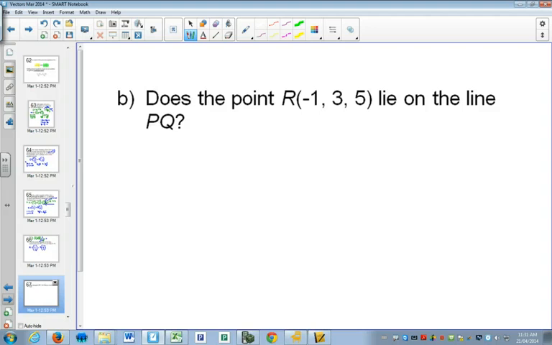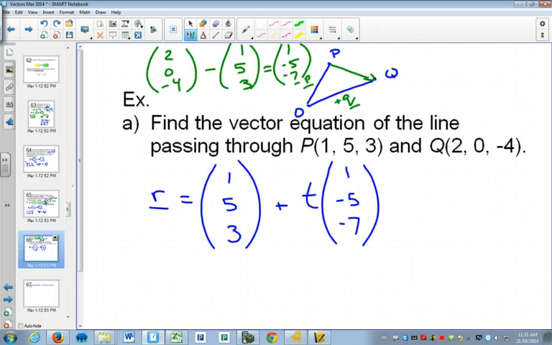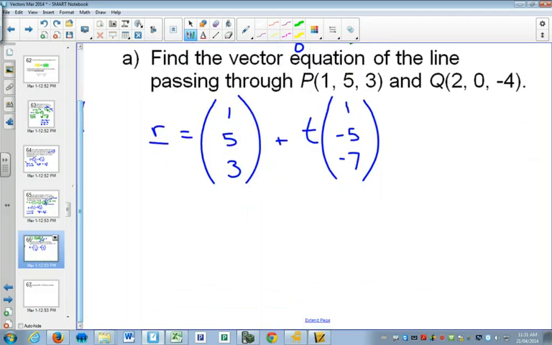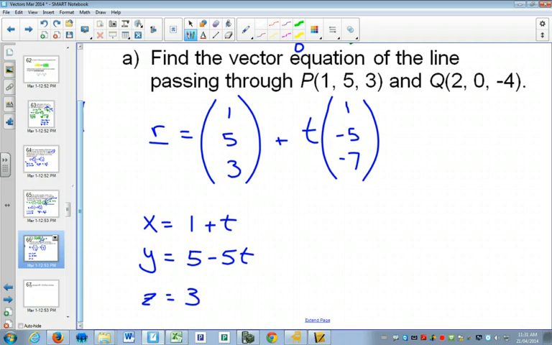Now the question is, does this point, (-1, 3, 5), lie on the line? And what we could do is we could look back at this and we could write out our parametric equations. We have x is equal to 1 plus t. We got y is going to be equal to 5 minus 5t. And we've got z is equal to 3 minus 7t.